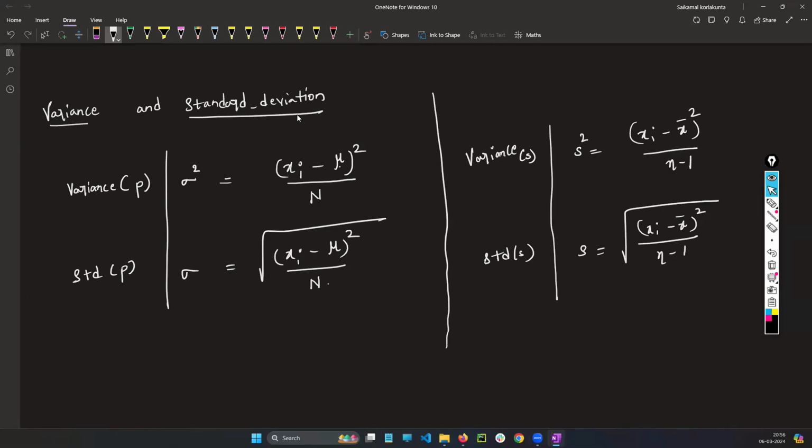Guys, the concept is the same. Here mu means mean, here x bar means mean. Simple. So the representations will be different. This is the sample data formulas, and this is the population data formulas. Both are very important, I'm telling you. So what is the difference between them? What is the meaning of this?